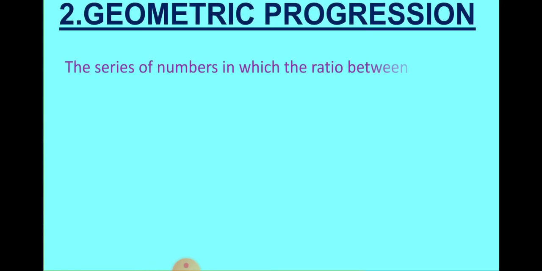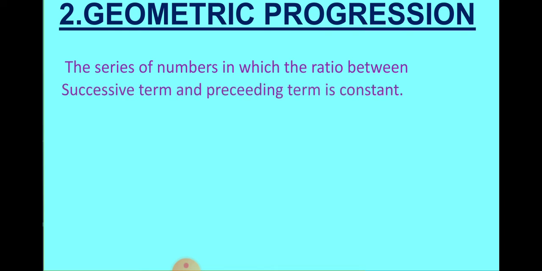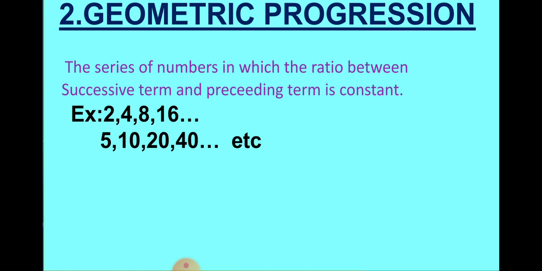The second one is geometric progression. It is a series of numbers in which the ratio between the successive term and the preceding term is constant. For example, 2, 4, 8, 16 and so on. And another example is 5, 10, 20, 40 and so on. These are geometric progressions.